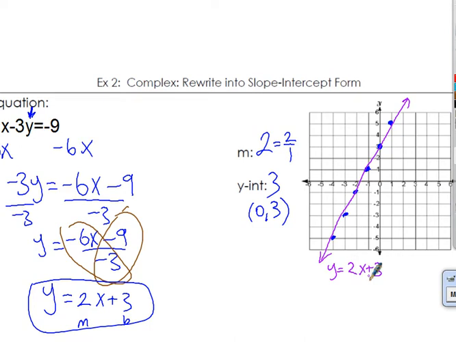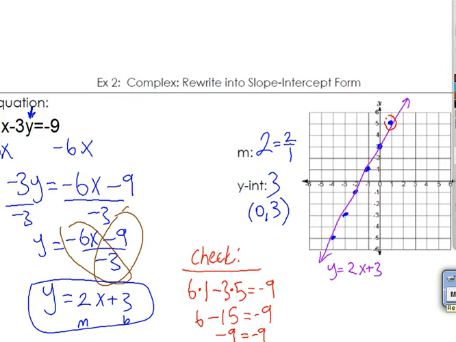I'll also write a check step for it. To do my check step, I select a random point from the graph, and our y-intercept was 3. I chose a point on the graph where the coordinates were positive. So I chose 1 and 5, so I don't have to deal with so many negatives. And I substitute this value into my original equation and expect to find a true result.